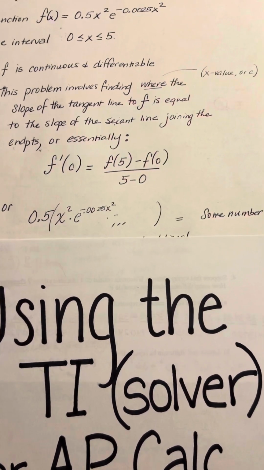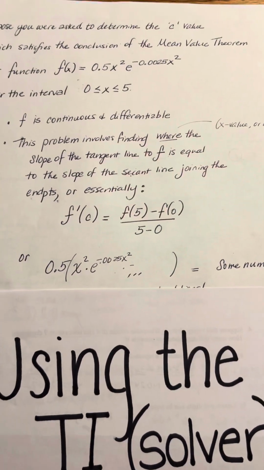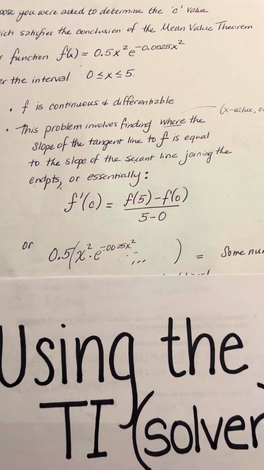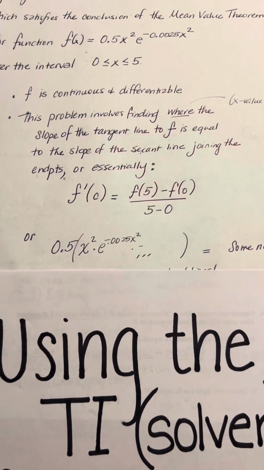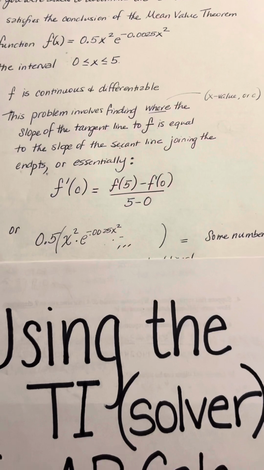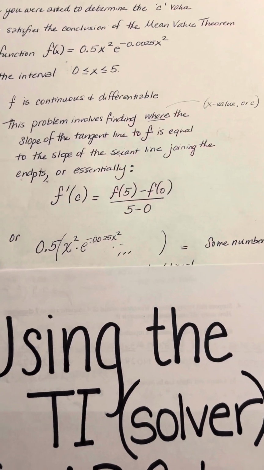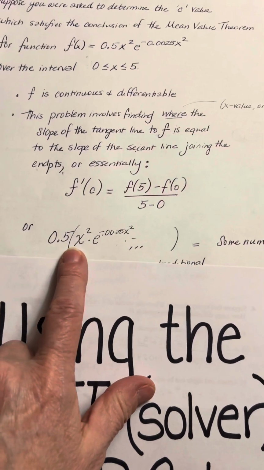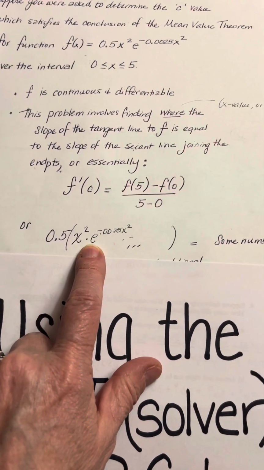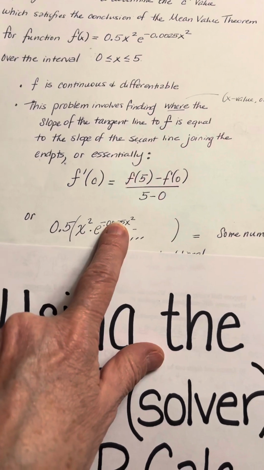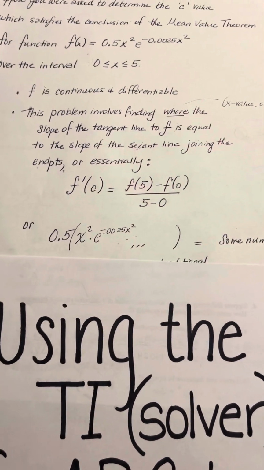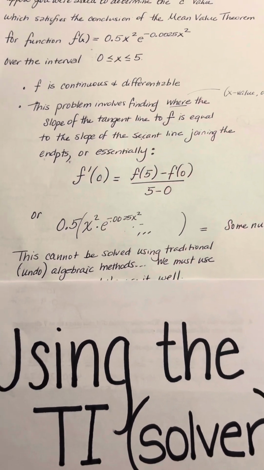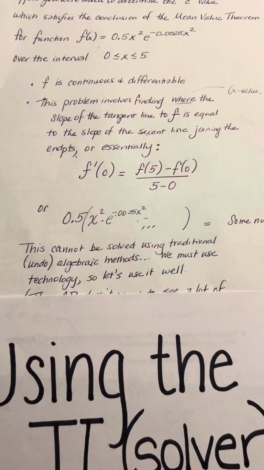You have the derivative of that nasty little product between x squared and an exponential equaling some number. Under algebraic conditions, the expression on the left involves an x squared and an exponential. To solve for x, you would have to use some technology. It can't be solved using traditional undo algebra techniques. So we have to use technology.